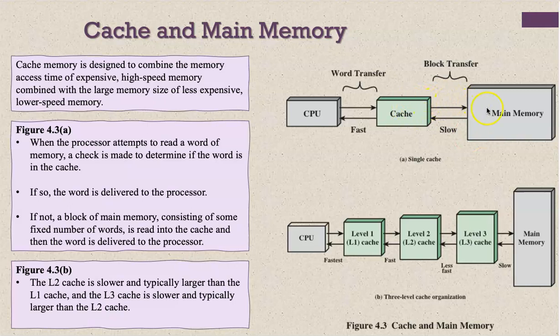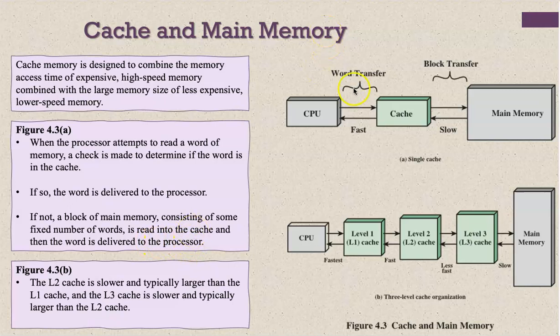So between the cache and the main memory, the unit of transfer is blocks. And the unit of transfer between the CPU and the cache is going to be words. So let's look at this explanation. When the processor attempts to read a word of memory, a check is made to determine if the word is in the cache. If the word is there, the word is delivered to the processor. If it is not in the cache, a block of main memory consisting of some fixed number of words is read into the cache, and then the word is delivered to the processor.